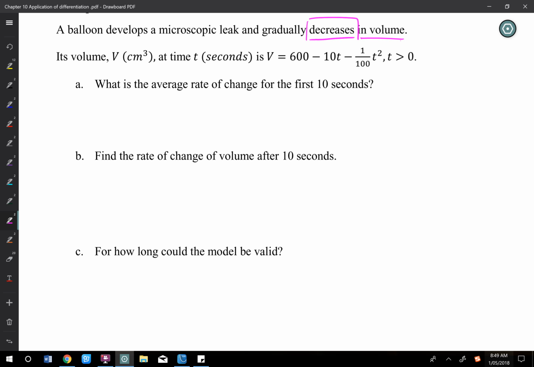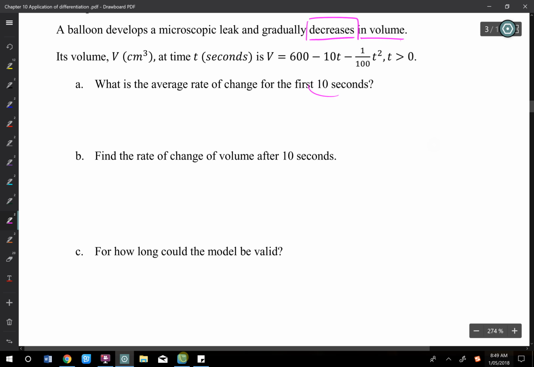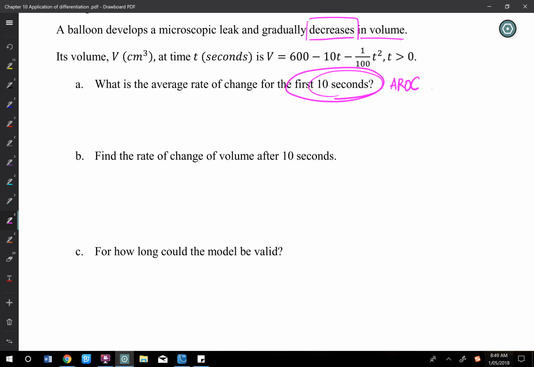For the first 10 seconds, from 0 to 10, you have an interval. When you have an interval, it is an average rate of change. So you know what's your starting value, you know what is the finishing value. So that's a period of time. So it's the average rate of change. You see one point, you see the finishing point, and you compare them. That's the average rate of change.